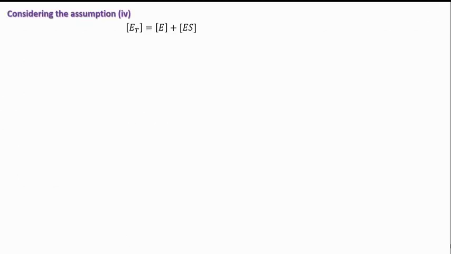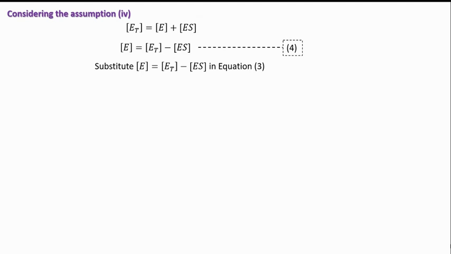Now, let's remember that in one of our assumptions, which is the fourth assumption, we say that E total is equal to E plus ES complex. That's the bound enzyme. So free enzyme will be equal to E total minus the bound enzyme. You subtract the bound enzyme from the total enzyme, you have the free enzyme.